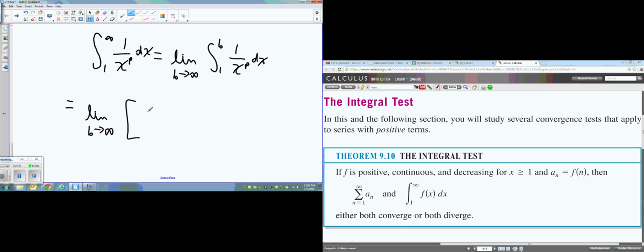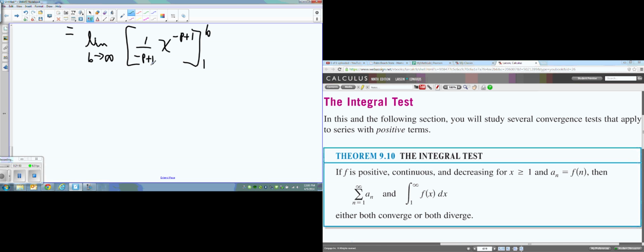And we're going to divide by that, so it's going to be 1 over negative p plus 1, x to the negative p plus 1. And we're going to take this from 1 to b, and that would be the use of the power rule. So we have this now, which is equal to the limit as b approaches infinity of, let's see what this is.